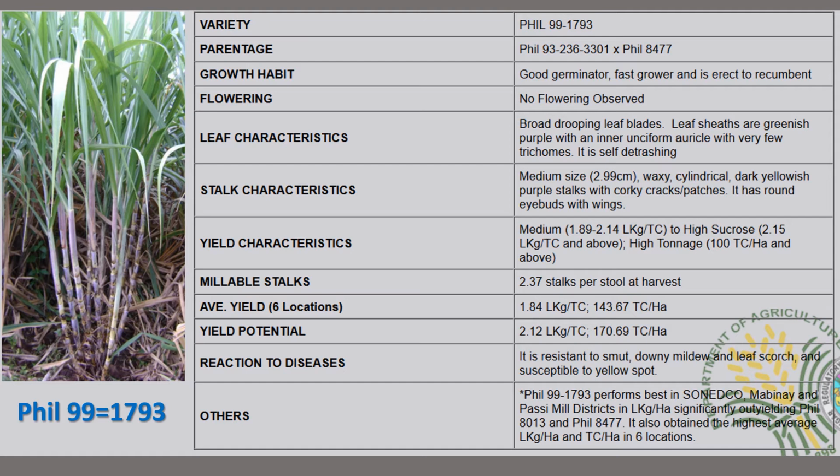For the yield potential, aabot ito ng 2.12 LKG per ton cane or 170.69 ton cane per hectare. And it is also very resistant to smut, downy mildew, and leaf scorch. However, it is susceptible to yellow spot. So, maganda ito sa best in Sunidco, Mabinay, and Pasig Mill districts. It can out-yield Field 8013 and Field 8477, and it also obtained the highest average LKG per hectare and ton cane per hectare in 6 locations.